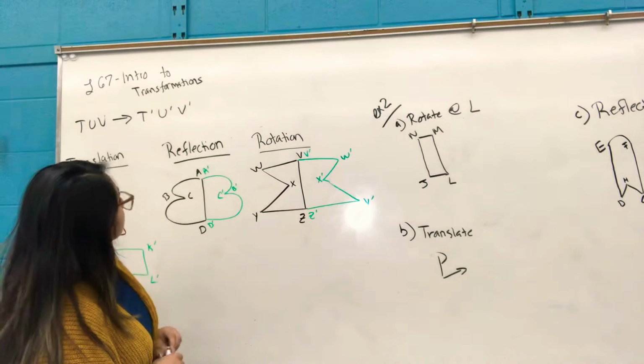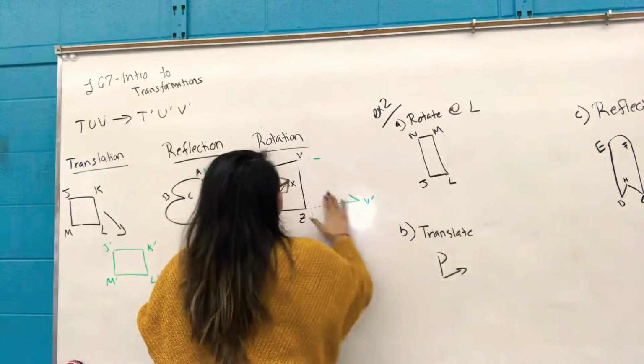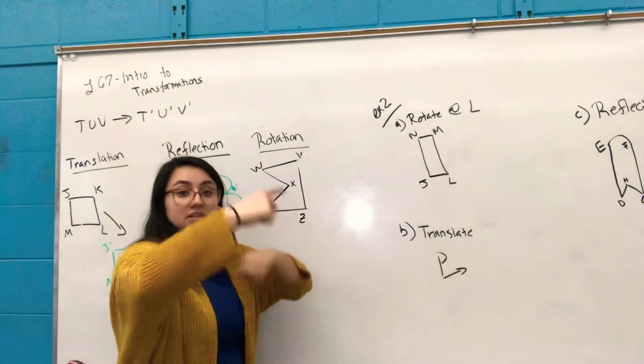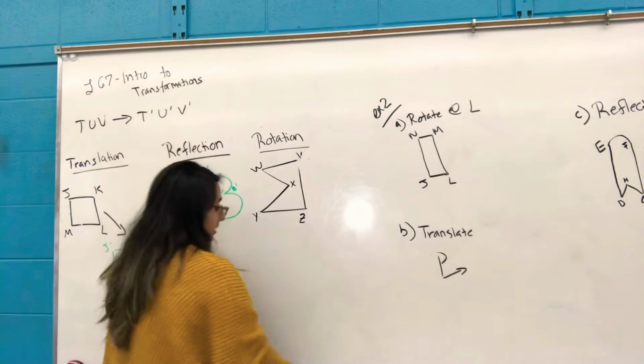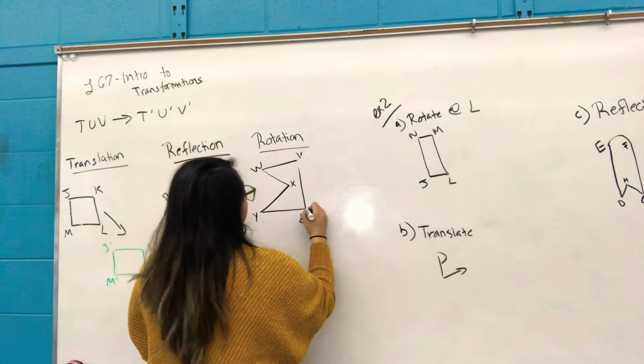Rotation just means, oopsie, I drew this wrong. Rotation just means that it's rotated. Think of a rotator. It just moves around. So let's say for this one, we're gonna move it this way. So you're gonna have a shape like this.